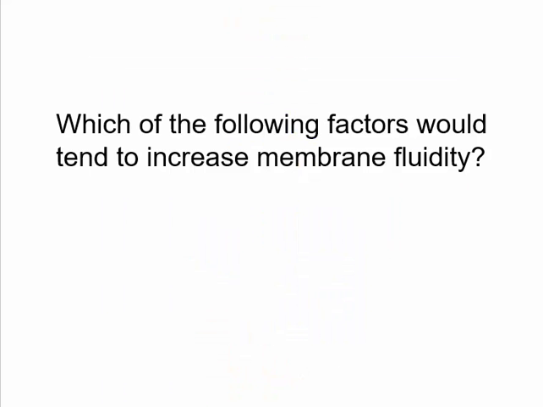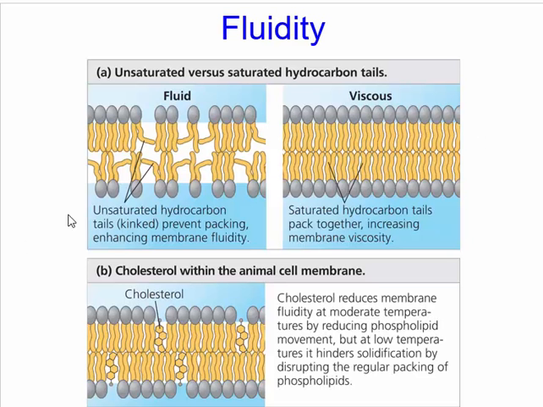Okay, quiz time. Given the choices, which of the following factors would tend to increase membrane fluidity? All right, so yeah, if you have more unsaturated phospholipid tails, that is going to increase that fluidity. And that harkens back to this slide here in panel A on the left, more fluid when you have unsaturated hydrocarbon tails.